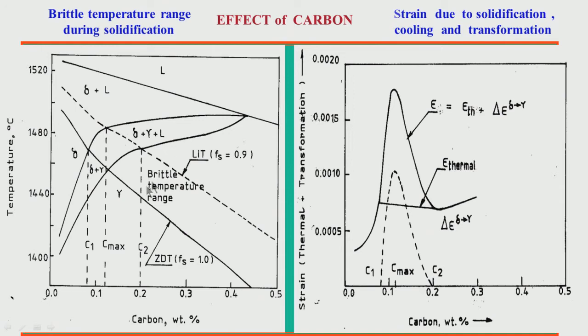So, what is the temperature? I have mentioned that this is the temperature range which is brittle. The temperature range between LIT and ZDT, temperature range between solid fraction of 0.9 and 1.0. We should be careful about this temperature region.